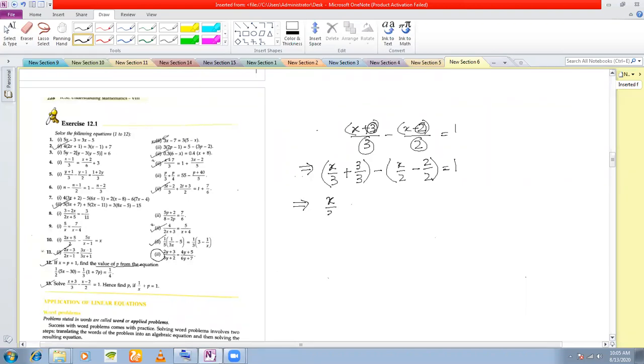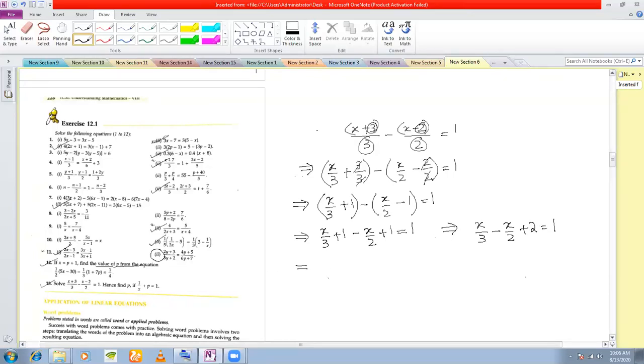So this becomes x by 3 and this 3 cancels. So you simply get plus 1. Similarly here, x by 2 you write as it is and this 2 cancels with this, so you get minus 1. Now you open the brackets. x by 3 plus 1 minus x by 2 plus 1 is equal to 1. So simplify. x by 3 minus x by 2, 1 plus 1 will give you a 2 is equal to 1.